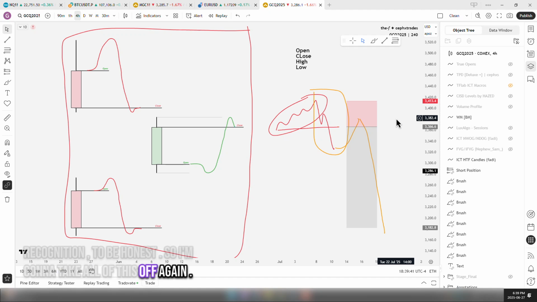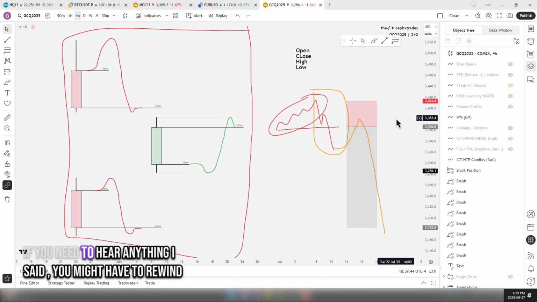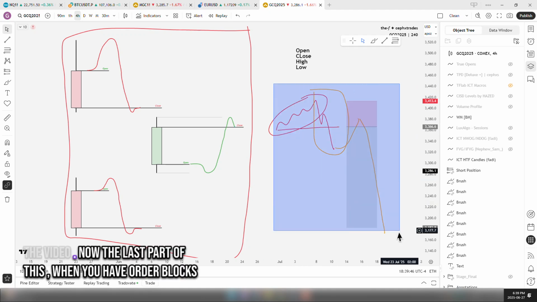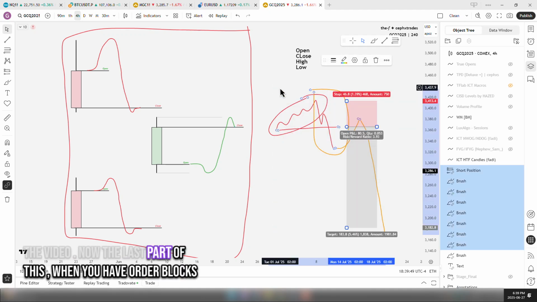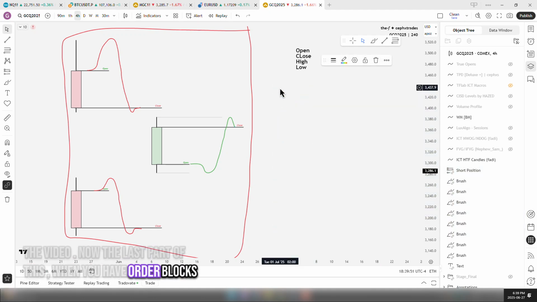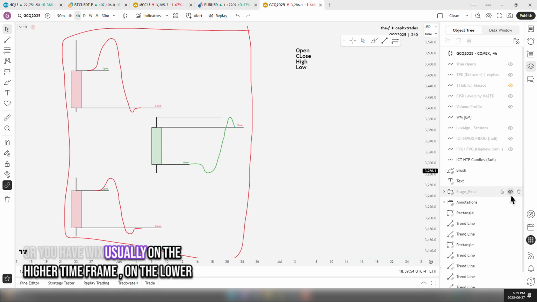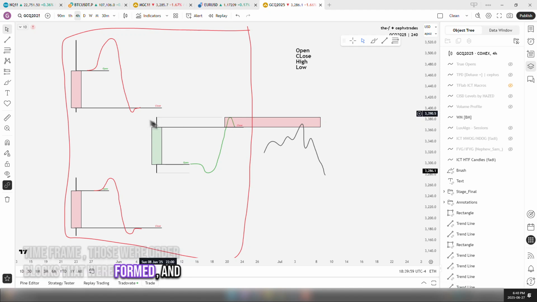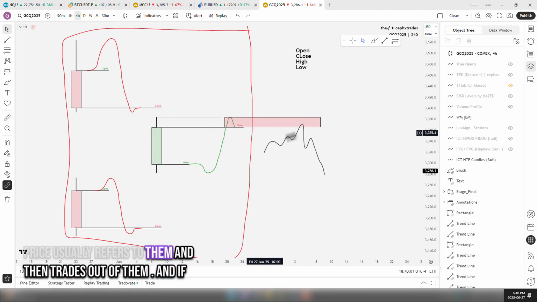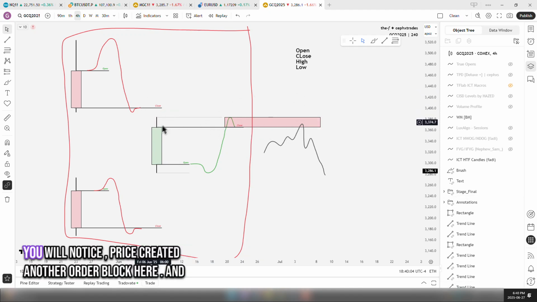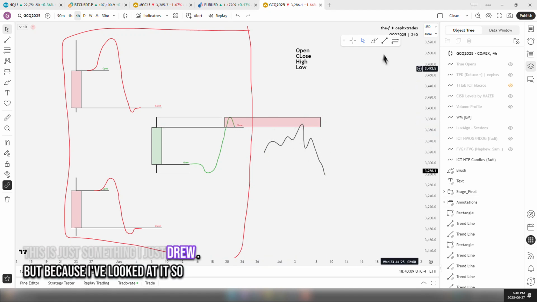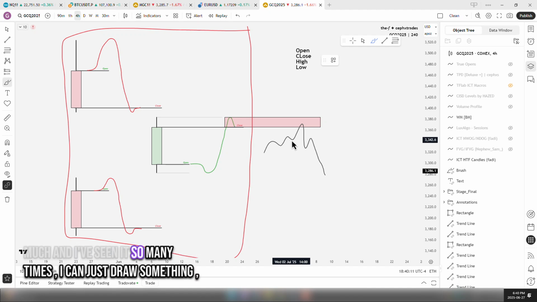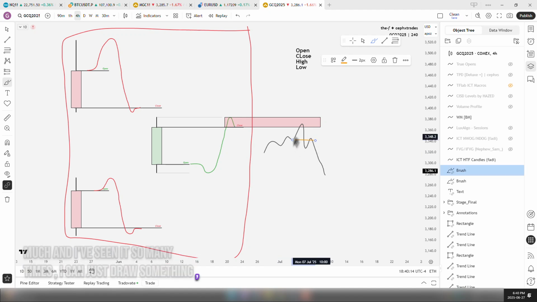So I'm going to take all of this off. Again, if you need to hear anything I said, you might have to rewind the video. Now, for the last part of this, when you have order blocks or you have wicks, usually on the higher time frame, on the lower time frame, those were order blocks that were formed, and price usually returns to them and then trades out of them. And if you will notice, price created another order block here. This is just something I just drew, but because I've looked at it so much and I've seen it so many times, I can just draw something and it looks like something that the market will actually do, right?